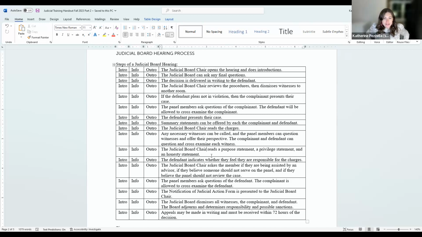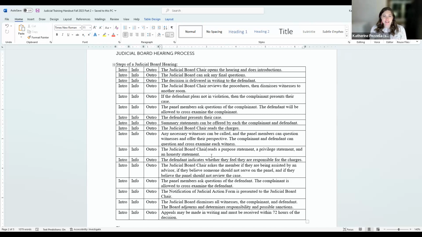The judicial board dismisses all witnesses, the complainant and defendant. The board adjourns and determines responsibility and possible sanctions. Outro. Appeals may be made in writing and must be received within 72 hours of the decision. Outro. That's right. Awesome. Any questions about that? No. Okay.